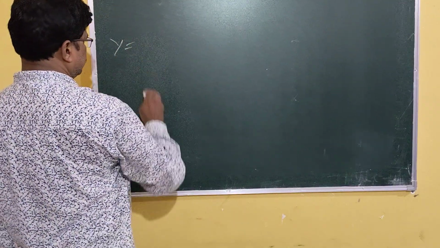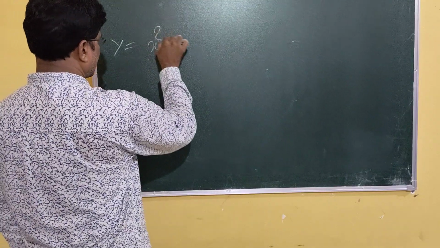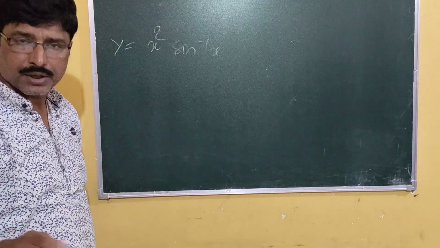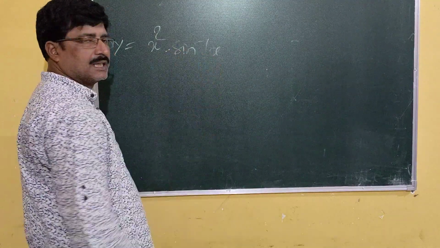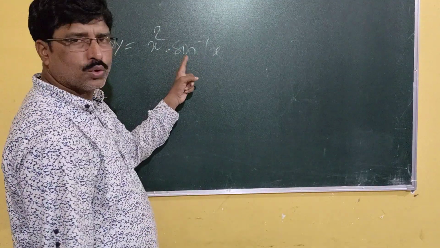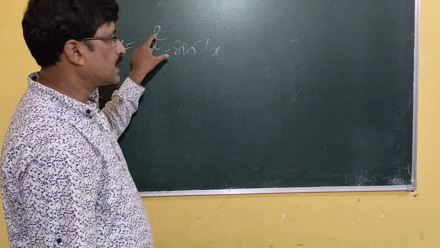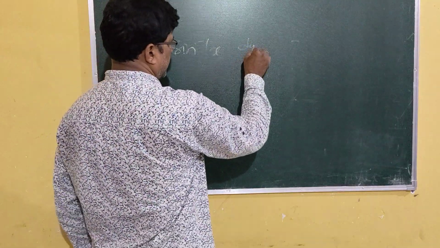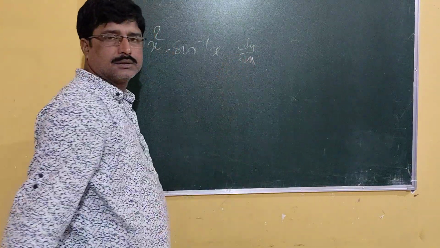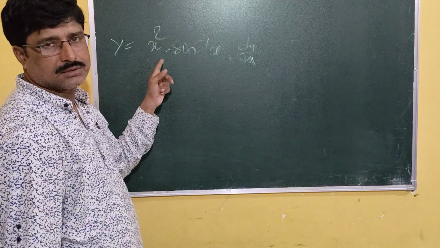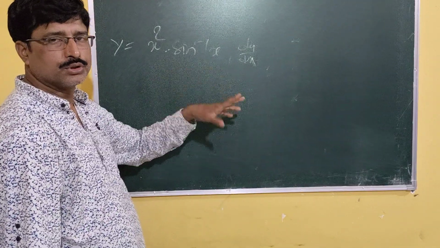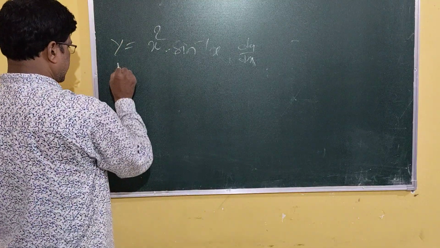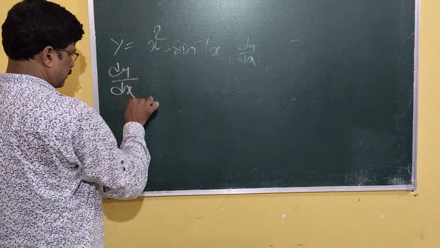y is equal to x square sine inverse x. Here two functions are there, one is algebraic, another one is an inverse function. We have to find dy by dx. As two functions are in multiplication, we have to use the product formula, and when required, we will use our formulas.